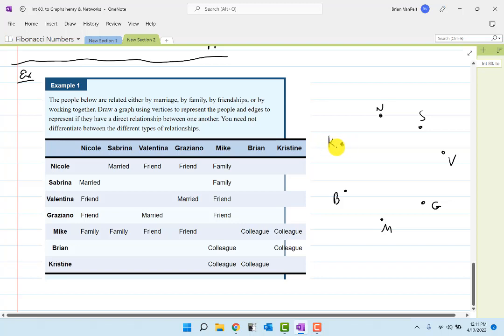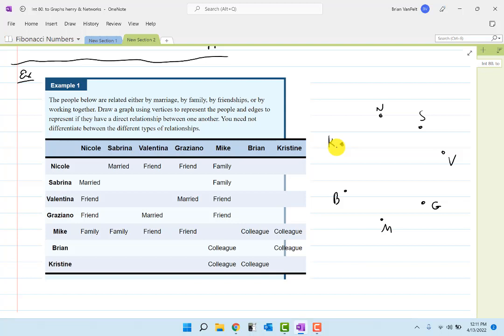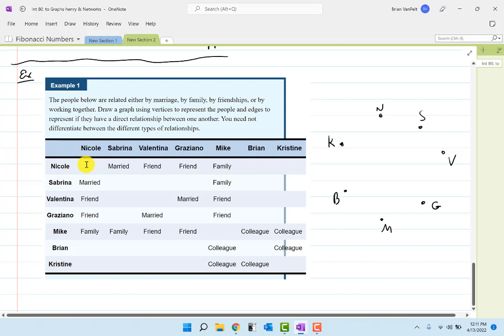So we're going to start with Nicole and see all the people that she's acquainted with. So first, I'm going to follow along here. Nicole is married to Sabrina. I'm going to mark it off here and I'll make a connection there. They don't have to be straight lines, but it's probably easiest to start that way.